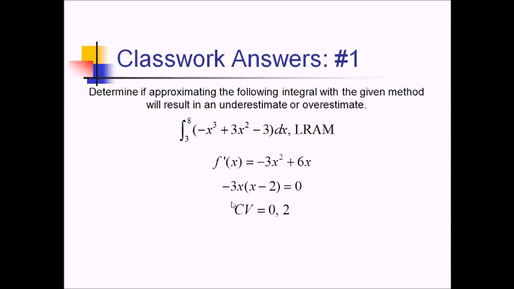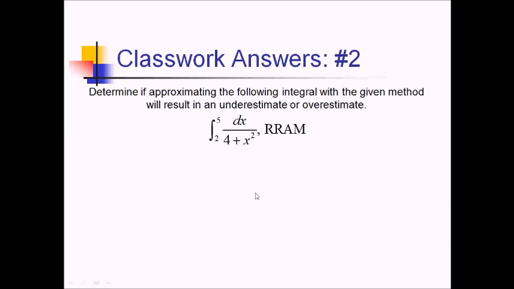So let's just randomly test a number between 3 and 8 in our first derivative. If I test the number 4, I'm going to get a negative times a positive, which is negative. That means that this is a decreasing function, so therefore LRAM is going to over-approximate.